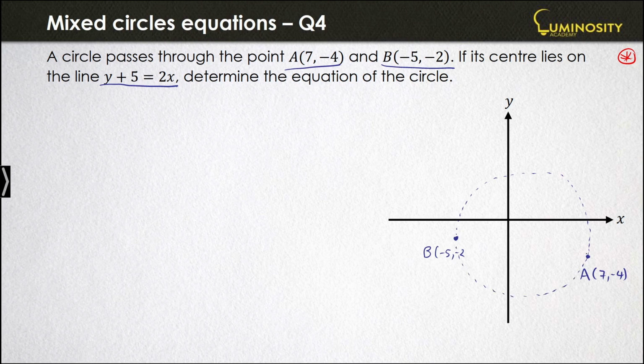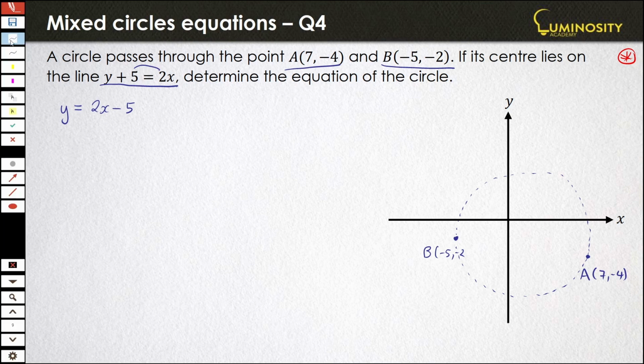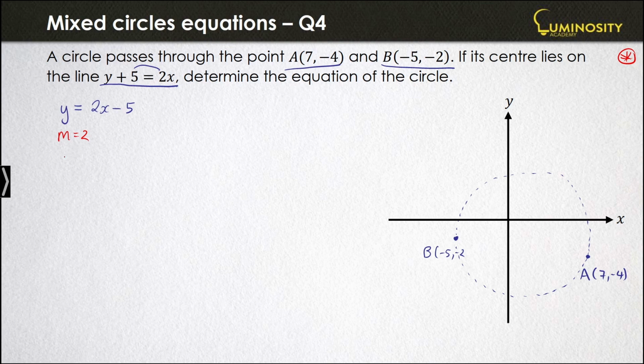And we don't know the center, but we know that the center does lie on this line, y + 5 = 2x. So I'm going to subtract 5 on both sides so I can get it into the general form mx + c, which is a straight line. So I'm going to draw in that straight line and see where it is. First of all, it's got a gradient of 2 and a y-intercept of (0, -5), which is going to be somewhere over here.